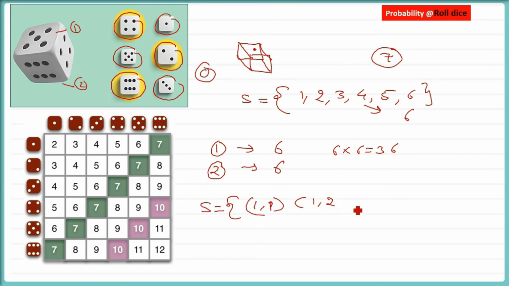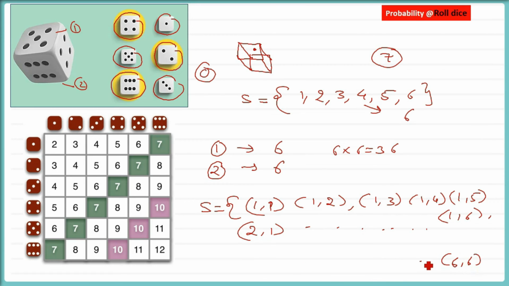1 and 1. In first 1, then in second 2. In first 1, second 3. In first 1, second 4. In first 1, second 5. In first die 1, second die 6. Now this combination can go on. In first die 2, second 1, like this: 2 1, 2 2, 2 3, 2 4, 2 5, 2 6. Then 3 1, 3 2, 3 3, 3 5, 3 6, like this. The last one will be 6 6. So there will be 36 possibilities. When 1 1 comes, they will add and we will call it 2. If the first is 4 and the second gives you 3, it will be 7.